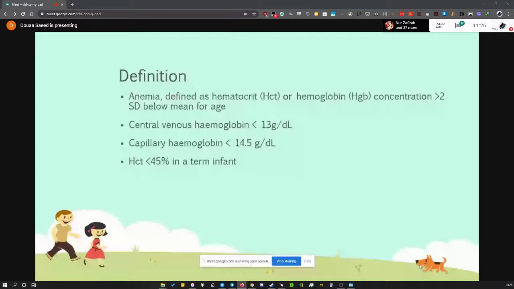More like deposition of the blood cells. Yeah, we can get more red blood cells from the capillaries rather than the central venous. Okay, so the readings will be higher. Okay, good.